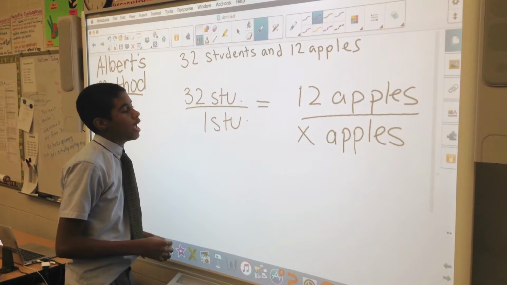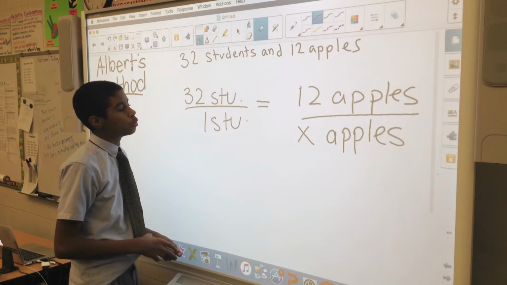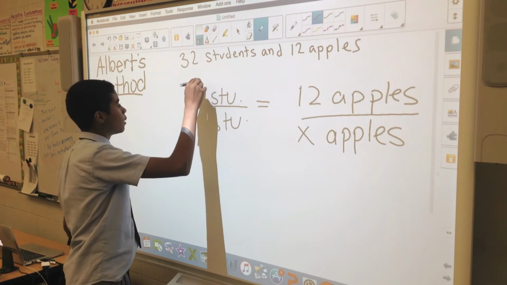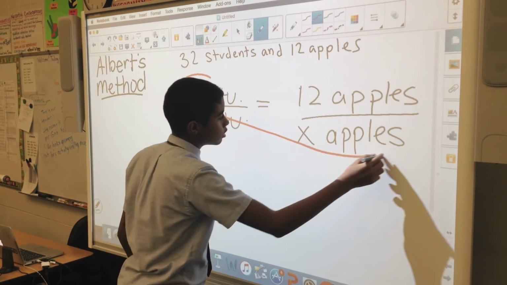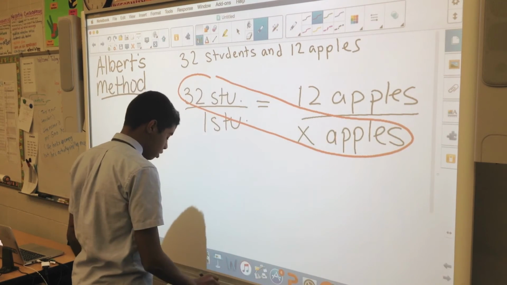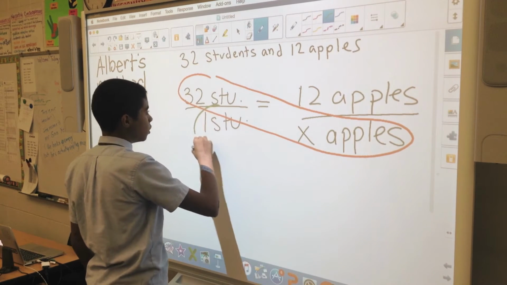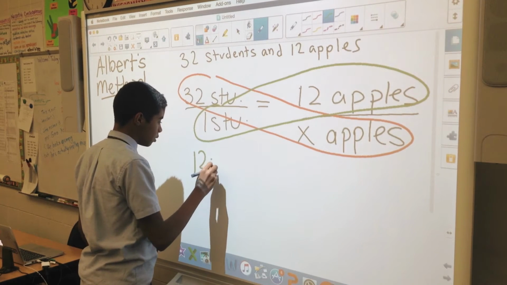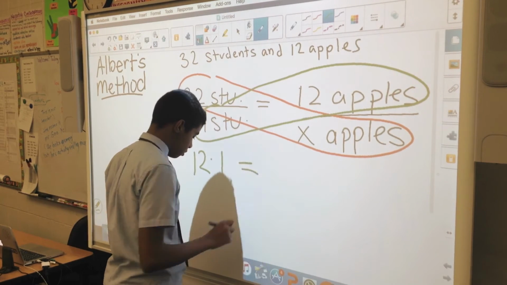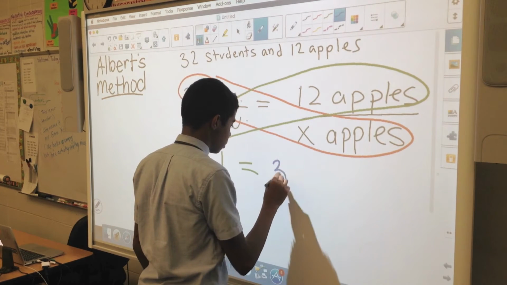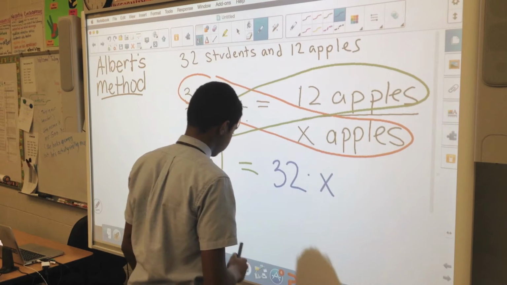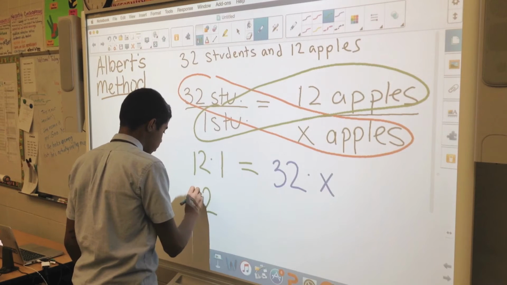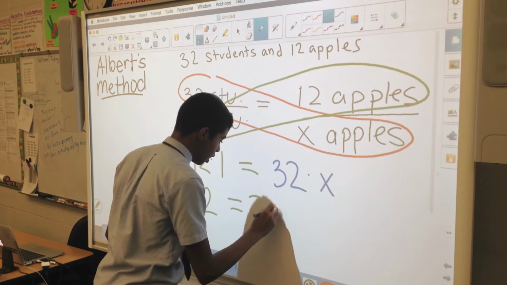I am using the variable X because we don't know how many apple slices we have. Now I am going to cross multiply. I am going to cross multiply 32 and X, and 1 student and 12 apples. 12 students times 1 apple equals 32 students times X. This equals 12 equals 32X.